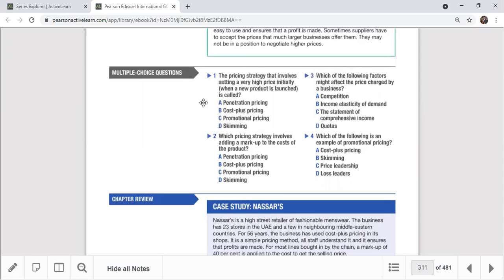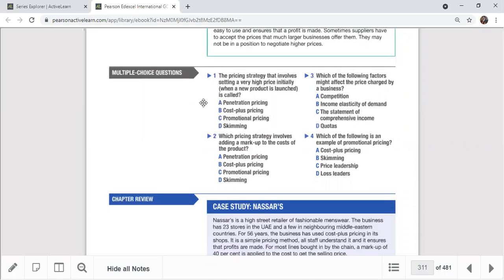Question number 1: the pricing strategy that involves setting a very high price initially when a new product is launched is called: A, penetration pricing; B, cost plus pricing; C, promotional pricing; D, skimming pricing. Right, I can see a couple of answers coming in the chat line.